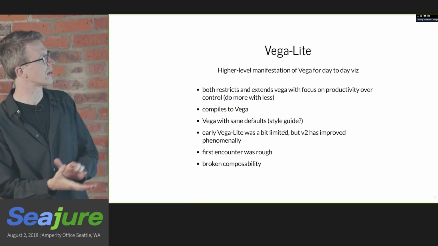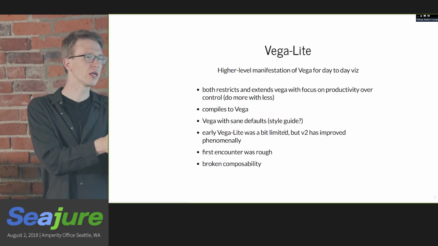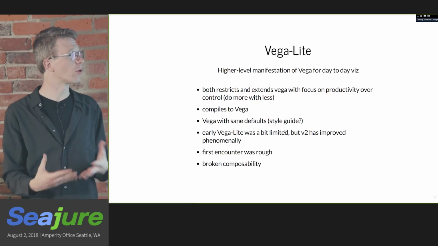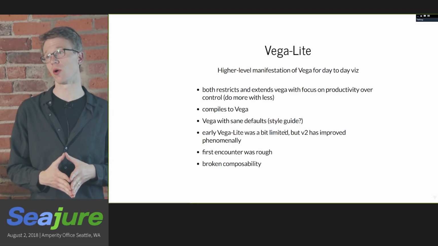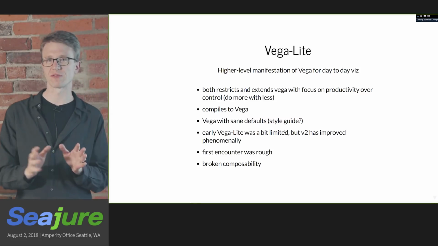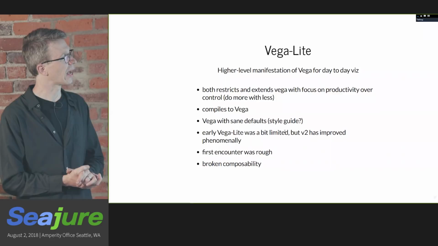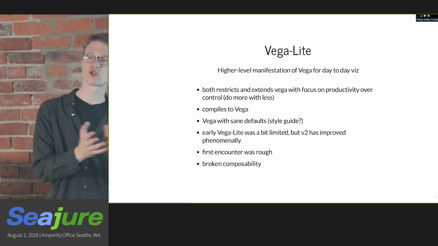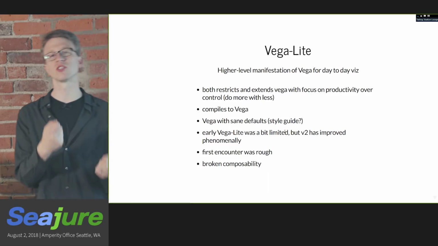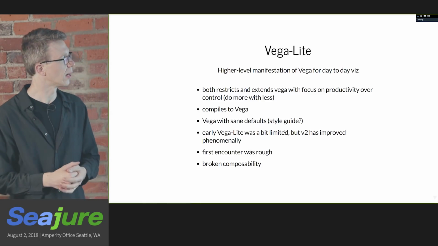The idea of Vega-lite is that it positions itself as both a restriction and an extension of Vega, with focus on productivity over control. So you're not able to do all of the really fine-grained stuff that you might be able to do in Vega, but you're really able to capture a lot of it. And on the side of extending, what it tries to do is make it so that the things that you can do a little bit more easily are the things that really give you a lot of power over being able to get a lot of value out of your data.